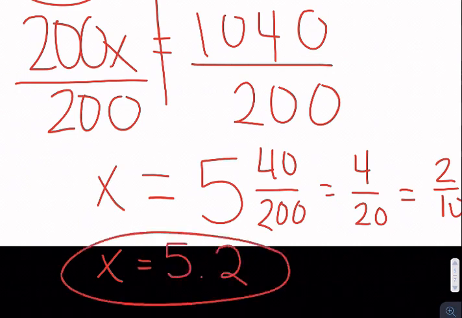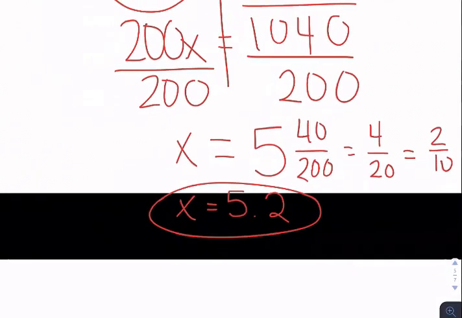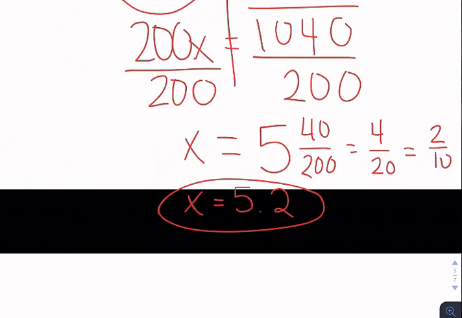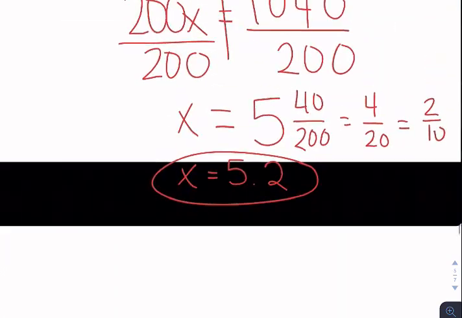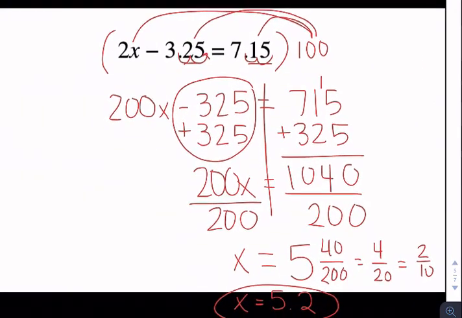It doesn't truly matter, but usually when you are given the problem as a decimal, you want to give your answer as a decimal. If the problem is a fraction, you want to give the answer as a fraction. So my decimal answer would be 5 and 2/10. Again, there's lots of ways that you can solve these equations. You just need to find the way that you understand the best.